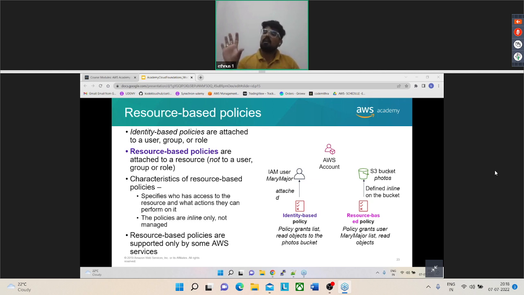The same way, we can also do the same task using the resource-based policy. Since S3 supports resource-based policy, we can create one policy. There also we can define that the IAM user Mary Major can access this particular bucket. So these are the two different policies.